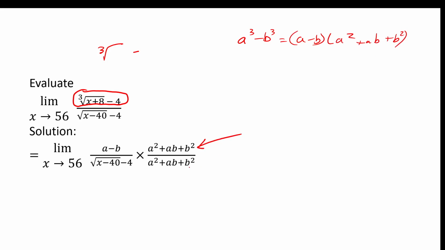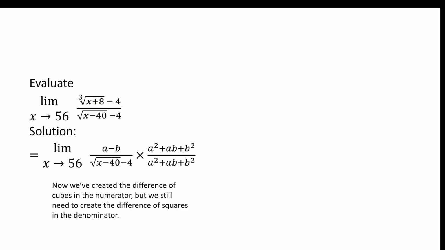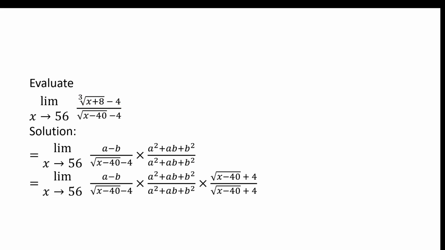But because we're multiplying that by the top, we have to multiply it by the bottom, basic fractions. But we still need to create the difference of squares in the denominator. Now, most students don't need to use different variables here. They're just going to remember for creating that difference of squares, they're going to multiply top and bottom by the conjugate. Creating a difference of squares is easier than a difference of nth powers or sum of nth powers. So we're going to multiply top and bottom by the conjugate of root x minus 40 minus 4, which is root x minus 40 plus 4.